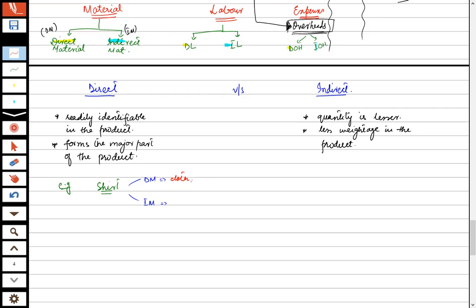Thread is not a direct material, because it is just for stitching. And what would be the indirect material? We can call thread an indirect material, and any other thing which does not form the major part, with less weightage, although that product is important, like buttons. But their quantity is lesser, their weightage is lesser.